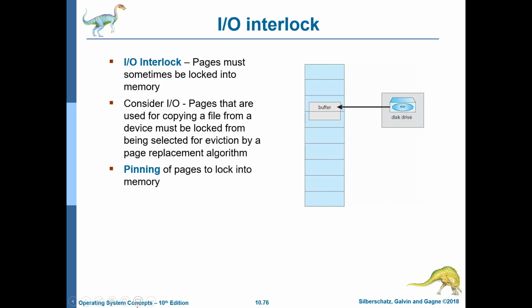IO interlock. It is something that we have been discussing in the context of double buffering. Let's say there is a region in memory and we have asked the DMA controller to read the disk and put data over here. There can be a necessity to temporarily lock the pages in main memory, because otherwise if the pages are swapped out and some other process's pages are brought into the same physical frames, there could be an error. So they are excluded from eviction by the page replacement algorithm, and this process is known as pinning.